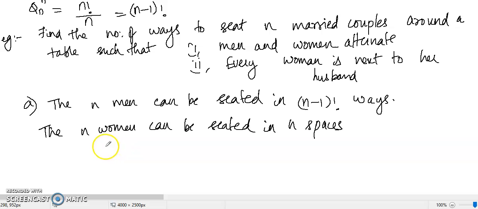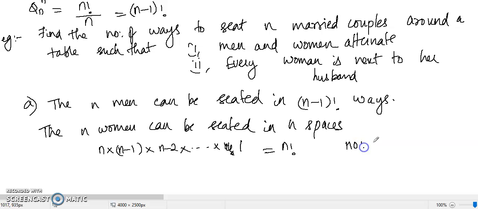And if you take the first woman, she can be seated in n ways, the second woman can be seated in n minus 1 ways, and the third one n minus 2, and so on. The last one can be seated in just one way. So this is equal to n factorial. So the total required number of ways will be equal to n factorial into n minus 1 factorial. So that is the number of required ways.